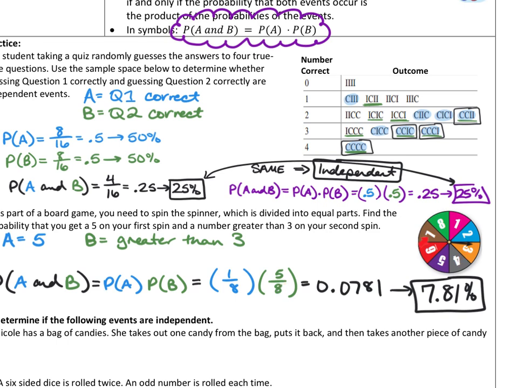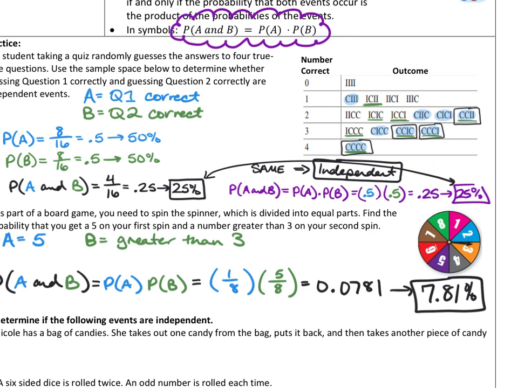Yeah, there are 5 numbers greater than 3 on this wheel out of 8. So the probability of getting a number greater than 3 is 5 out of 8 total opportunities. So we just multiplied those together, made it a percent. Sound good? Now, proving something is independent means that we have to do the problem like number 1.